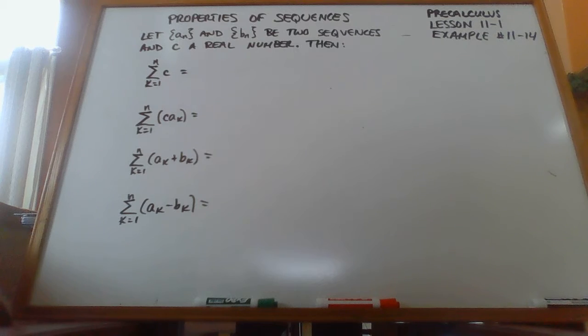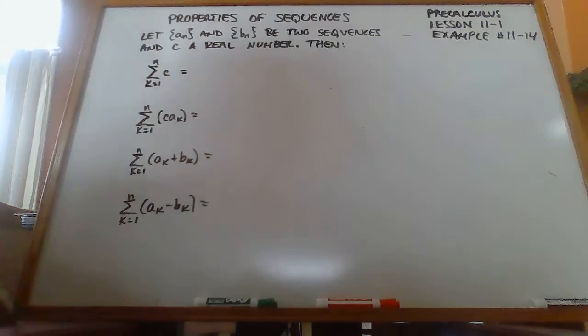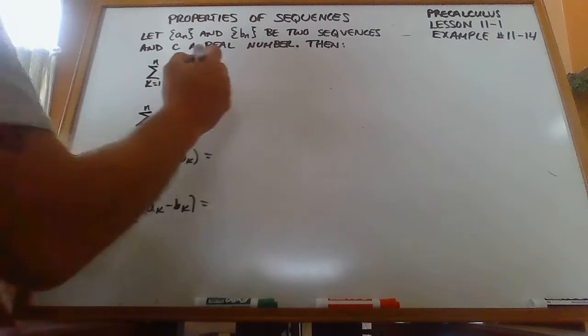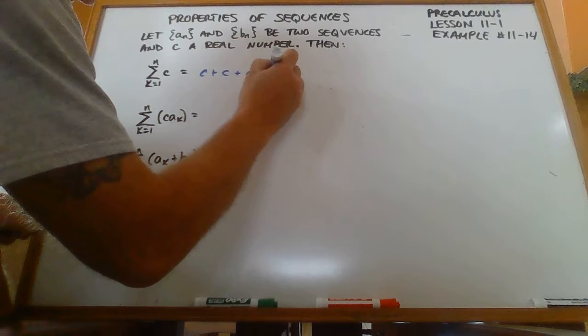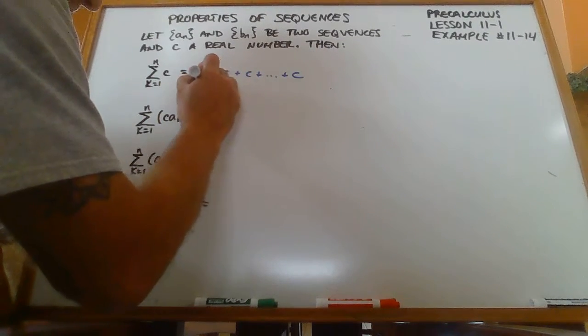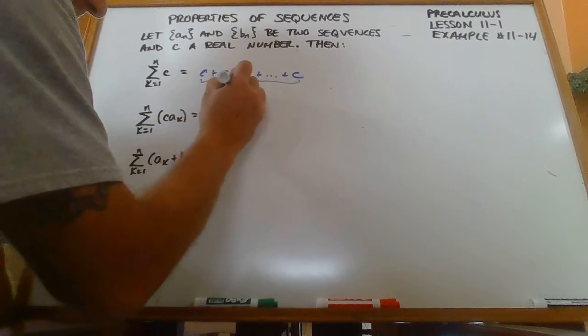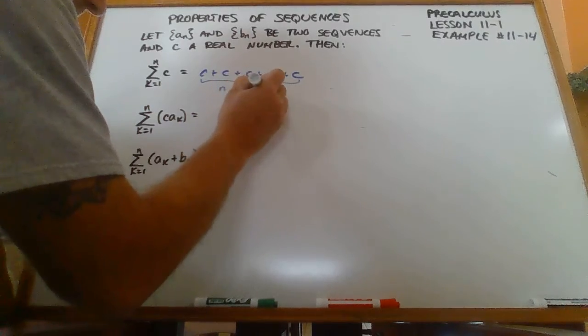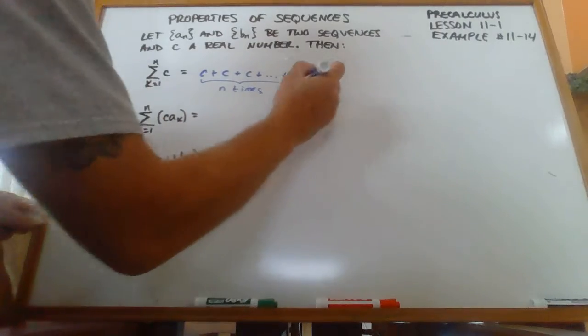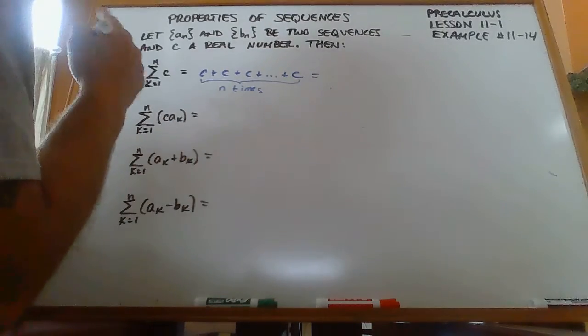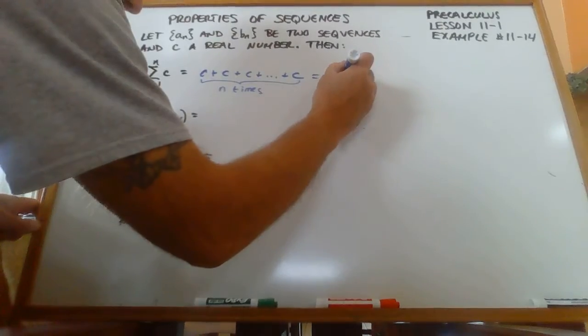sequences and c be a real number. Then the sum from k equals 1 to n of the c's. What that means is c plus c plus c plus dot dot dot plus c, n times. So pretty sure you all know that if I take the same number c and I add it up n times, that's just c times n.